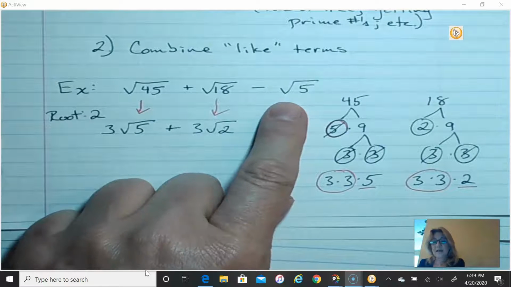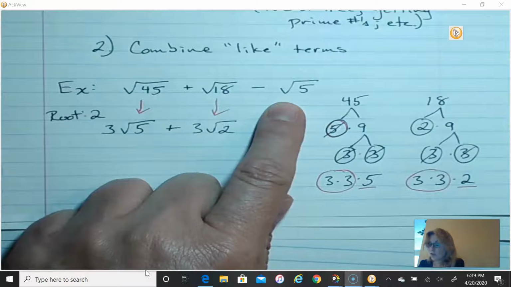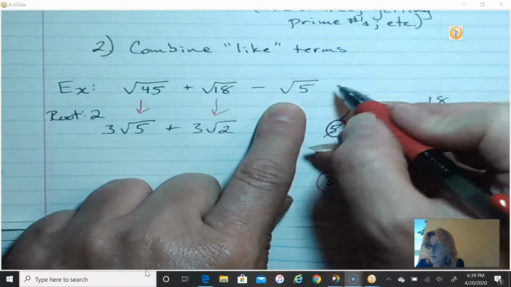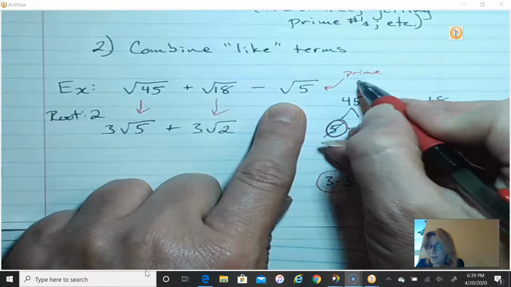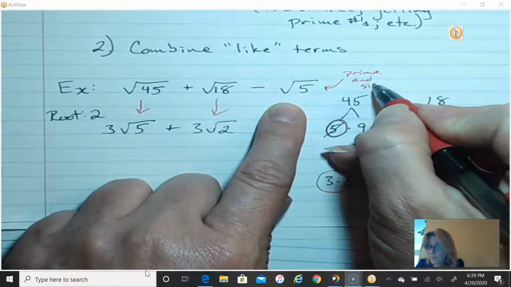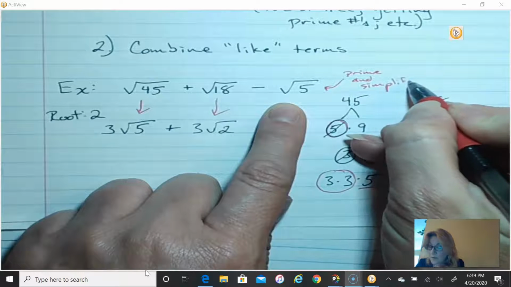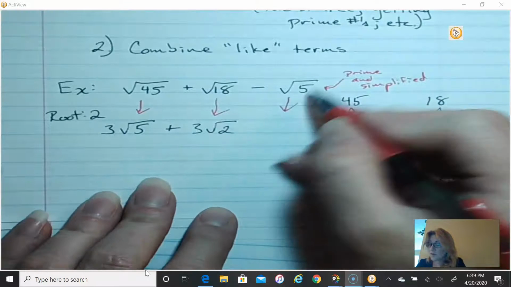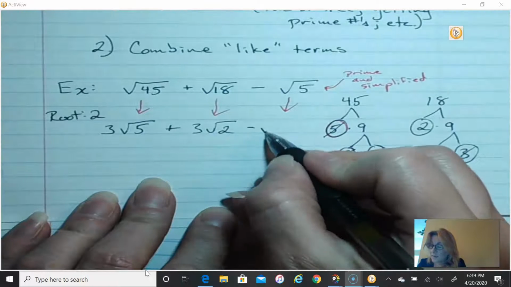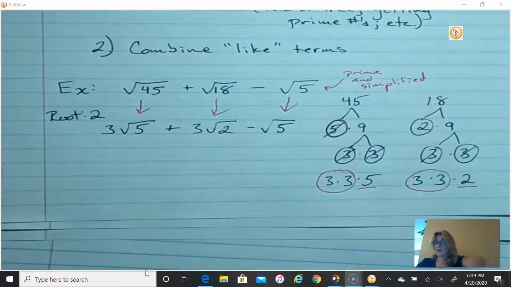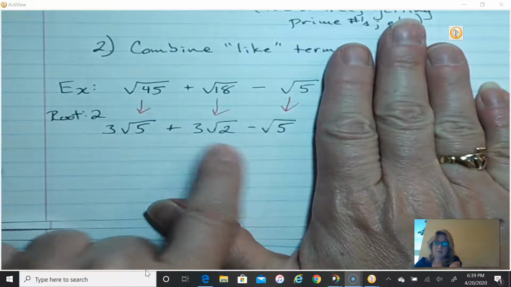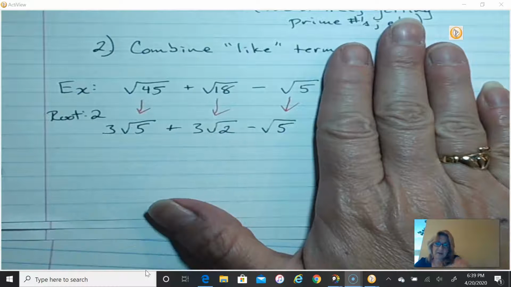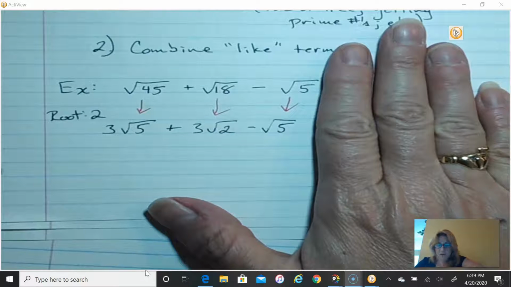Now, can I factor anything out of this? No, it's prime and simplified. There's nothing more we can do, so I'm just bringing it down. Okay, so I'll cover that up. Here's my new math sentence, okay? What was the original thing?